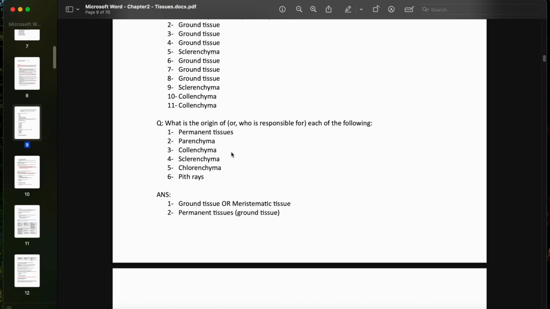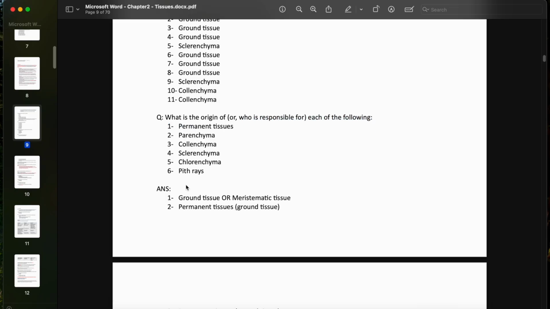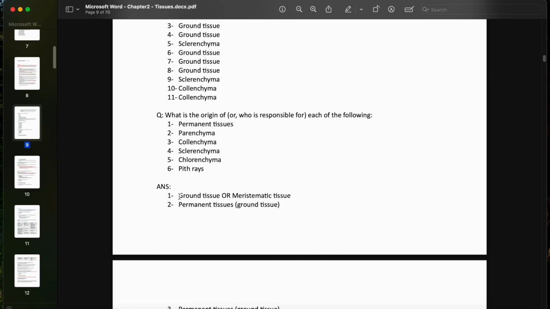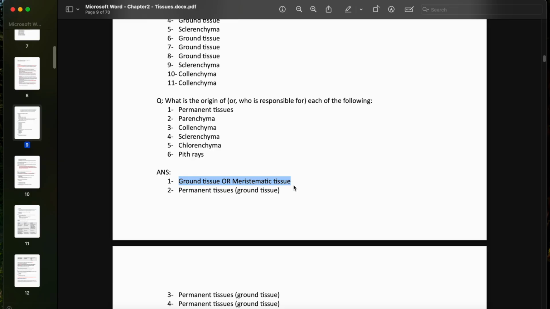Question: what is the origin of, or who is responsible for, each of the following permanent tissues? Permanent tissues, as we discussed earlier, we were going to have two possible answers, either ground tissue or meristematic tissue. Most likely it's going to depend on how they phrase the question. But generally speaking, I would go with ground tissue, being a more correct answer than meristematic tissue.